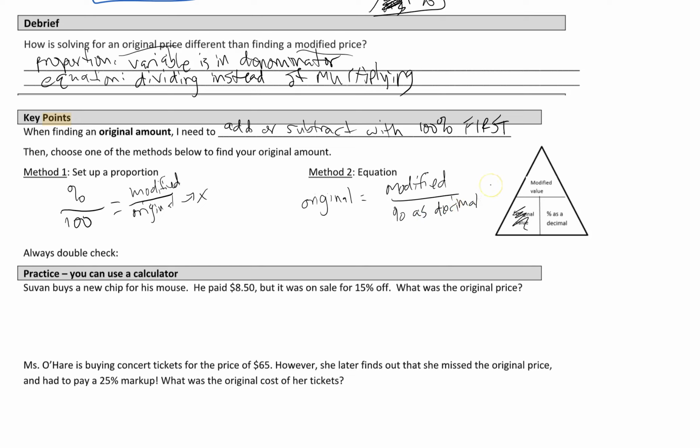And again, make sure that percent is after you add or subtract. It has to go in that order. Now, once you're done, we're always going to double check. Since we're thinking backwards, it's going to be a little different. Say I'm given a price after a tip has been added, my original price should be less because I did an increase. So after an increase, if you're finding the original price, it's actually going to be lower. So always double check: does my answer make sense?